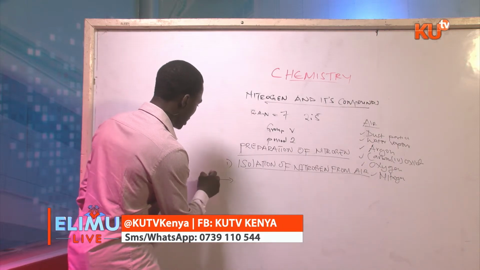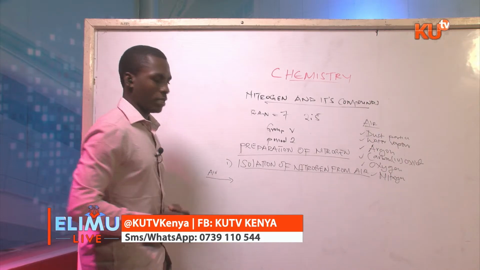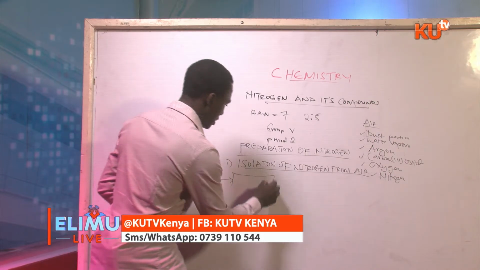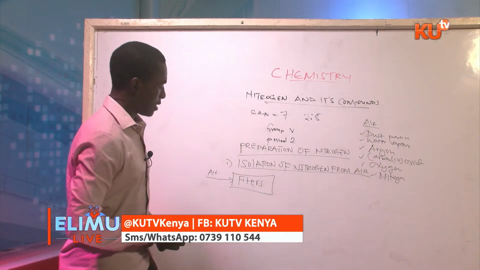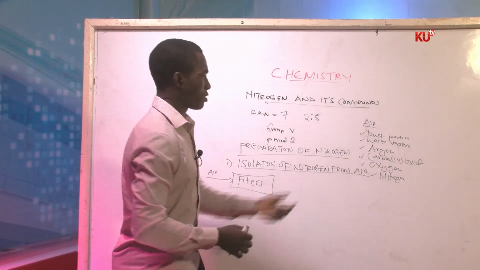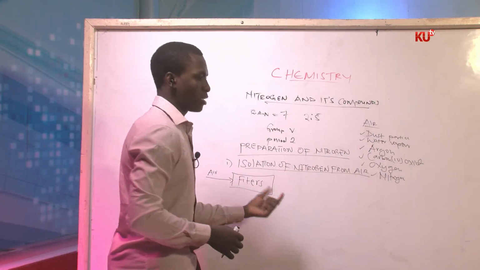So let's begin. So this is air. We want to obtain nitrogen. First, we pass this air into filters. Here we have our filters. Now, our filters here remove dust particles, because dust particles are removed by the filters.